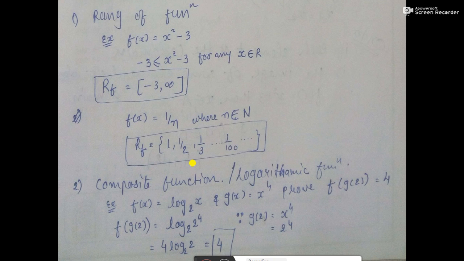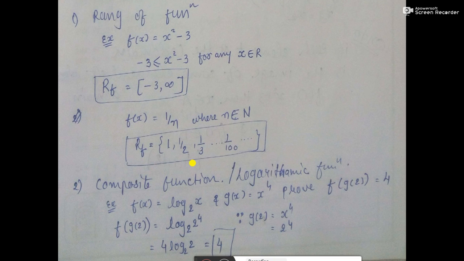Now, moving towards the composite or logarithmic function. f of x is equal to x log to the base 2 of x, and g of x is equal to x to the power 4. Here you need to prove that f is a function with a g function too, meaning there is a function inside a function. So the answer you will get is 4, that you need to keep in your mind.